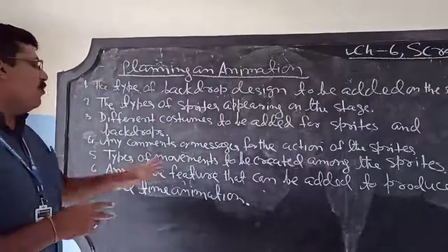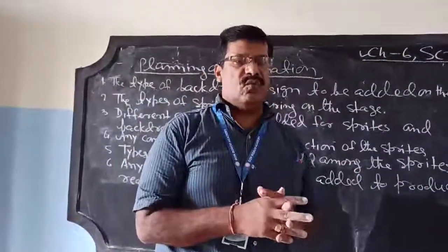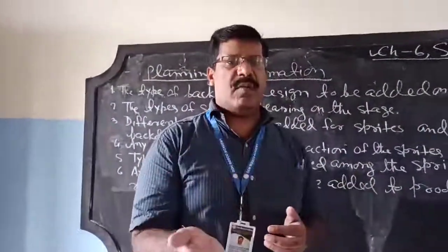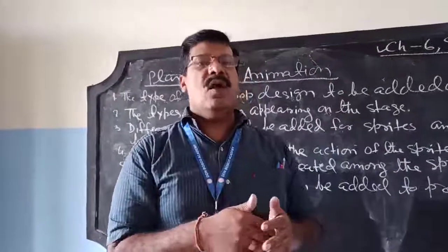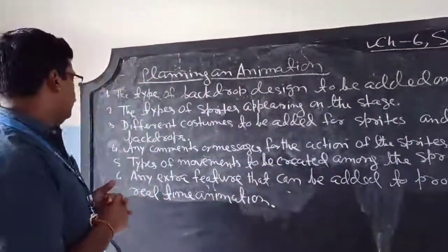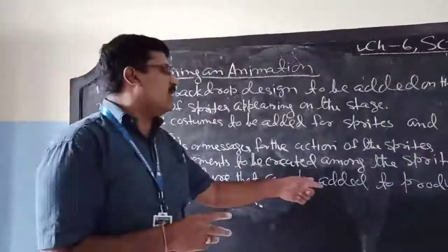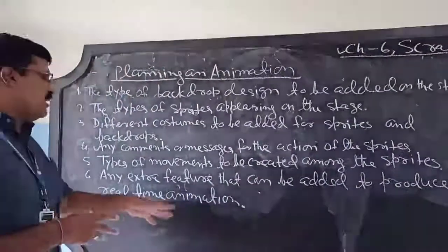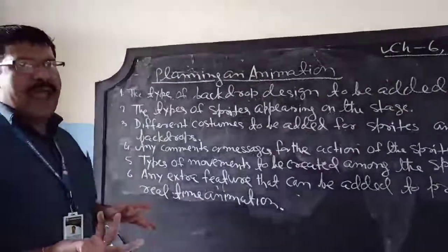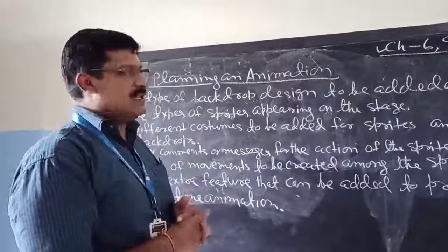Fifth, types of movements to be created among the sprites. What type of movement do you want? Left movement, right movement, forward movement, backward movement. Whatever movement you want, you can select from there. Sixth, any extra features that can be added to produce real-time animation. You can add any extra features which are available in the Scratch programming.